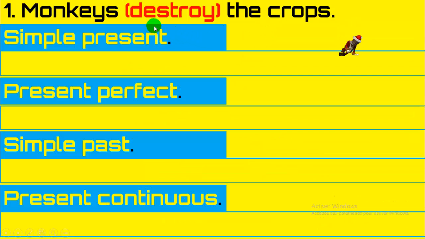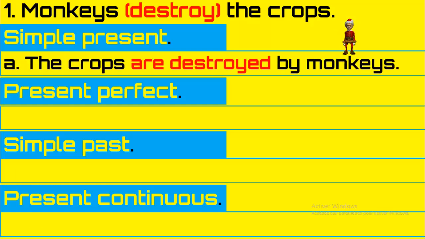Monkeys destroy the crops. So, the crops, simple present, to destroy, to be in the present simple. To be, present simple, plus past participle. The crops are destroyed by the monkeys.